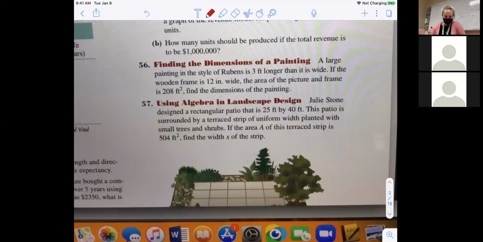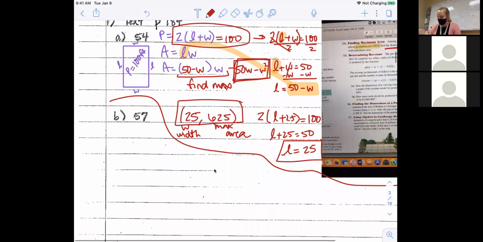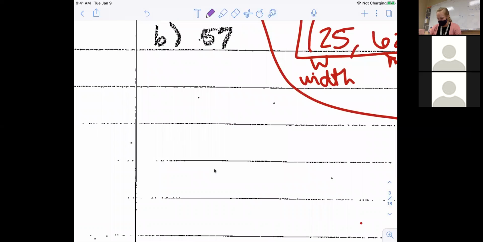Planted with small trees and shrubs. If the area of this terraced strip is 504 feet squared, find the width x of the strip. So we've got to draw a picture first. I just explained a lot, but basically this lady has a patio, and then she put a strip of plants around it.